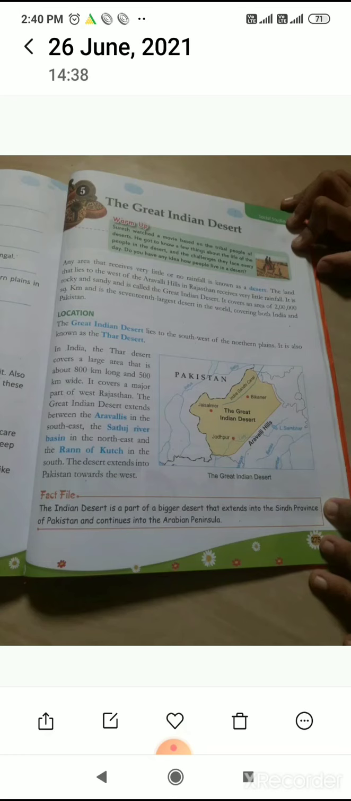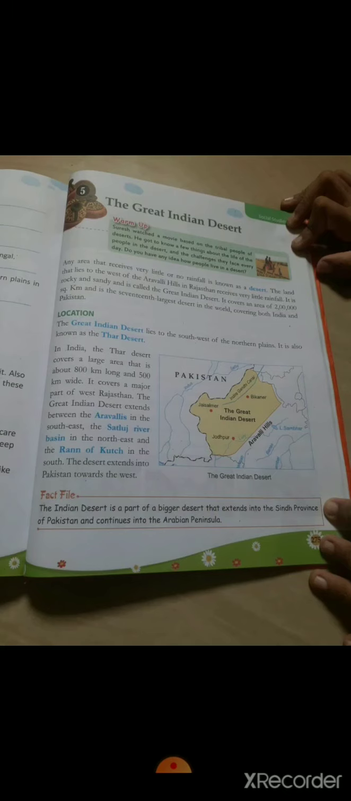The land that lies to the west of the Aravalli Hills in Rajasthan receives very little rainfall. It is rocky and sandy and is called the Great Indian Desert. It covers an area of 2 lakh square kilometers and is the 17th largest desert in the world, covering both India and Pakistan.